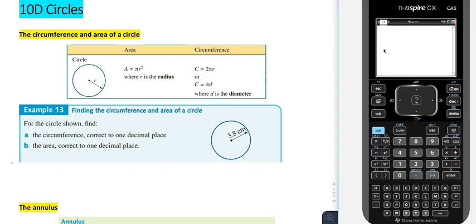Right, 10D looks at circles. So we look at the circumference and area of circles. We look at annulus, I can't say it. We also look at arc lengths. So circumference and area of circles.